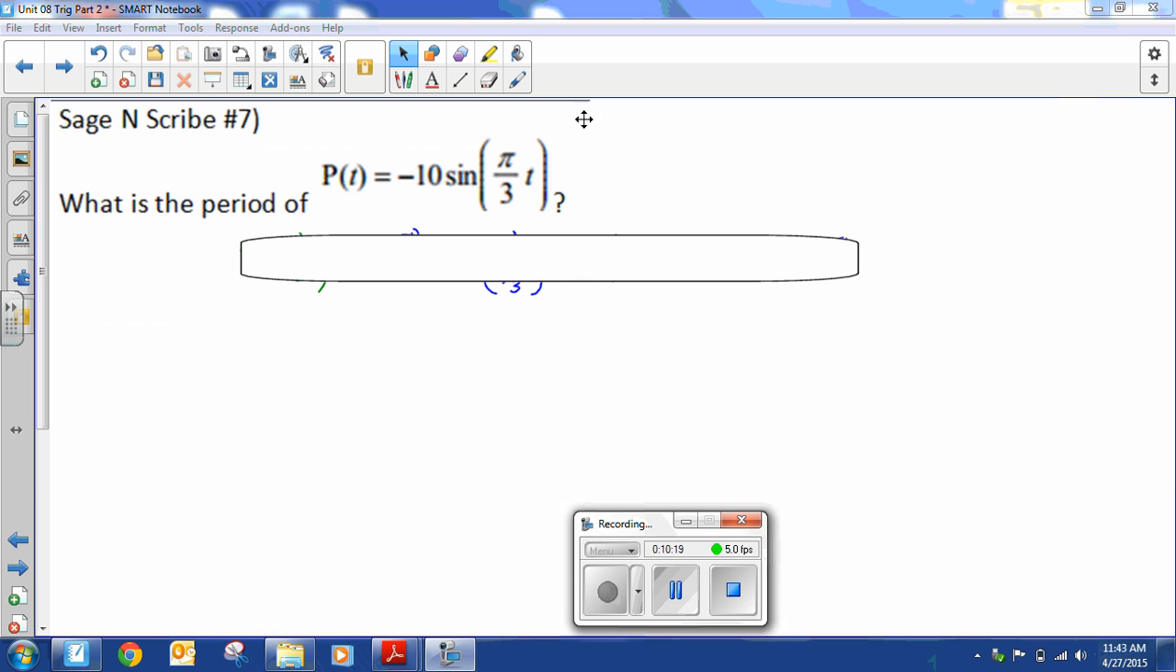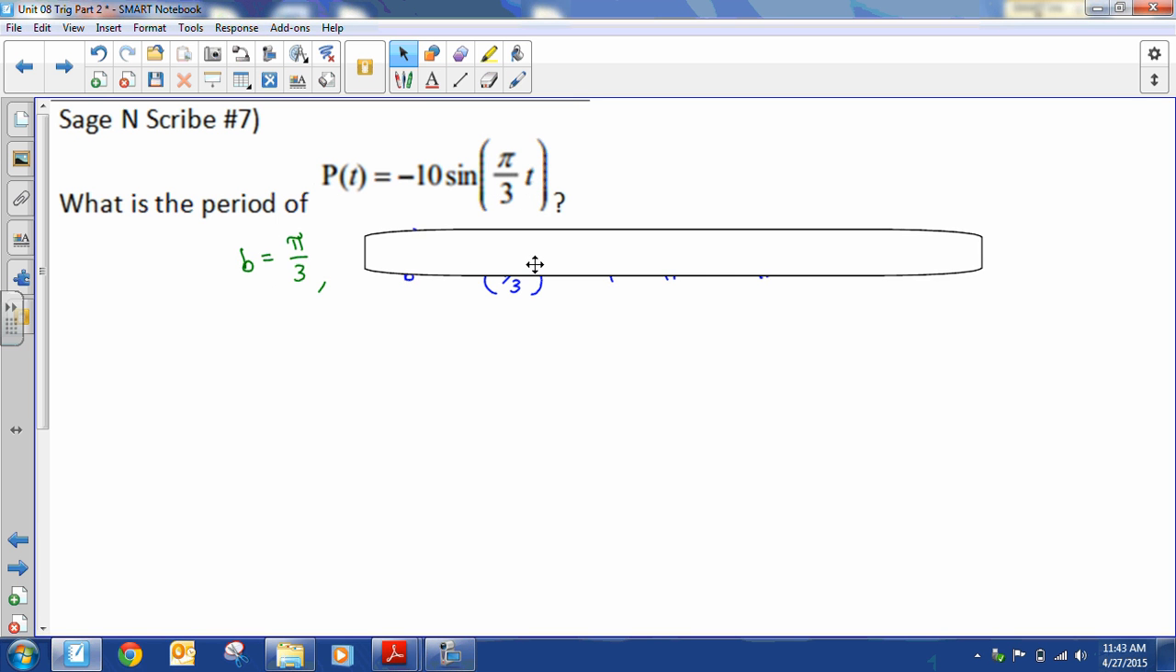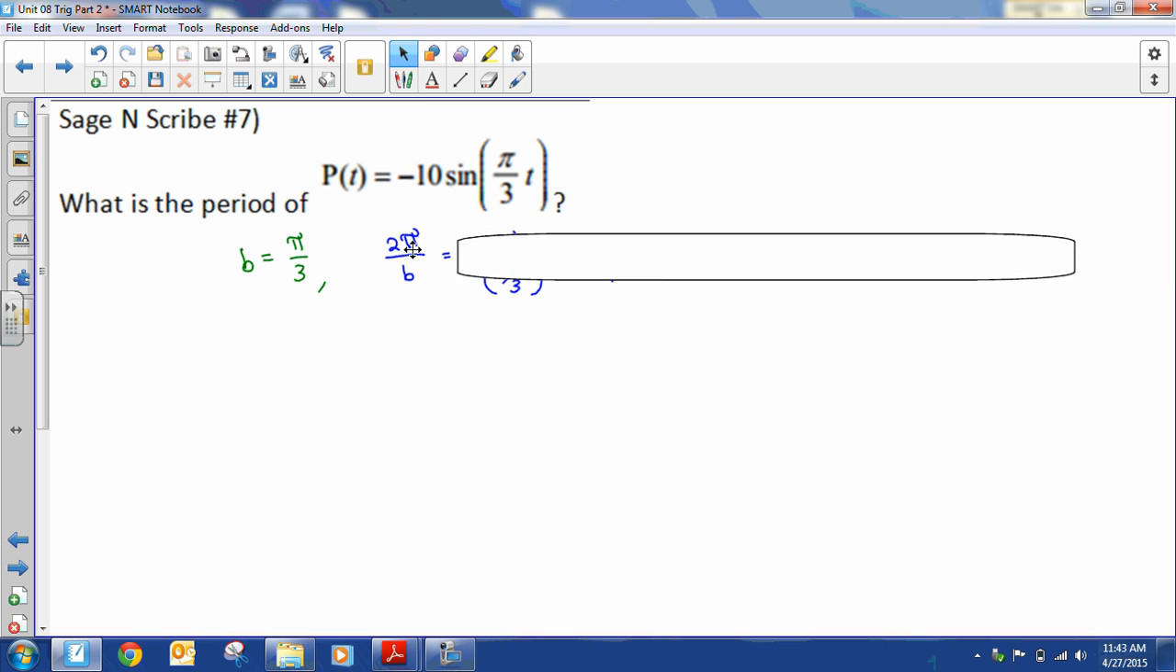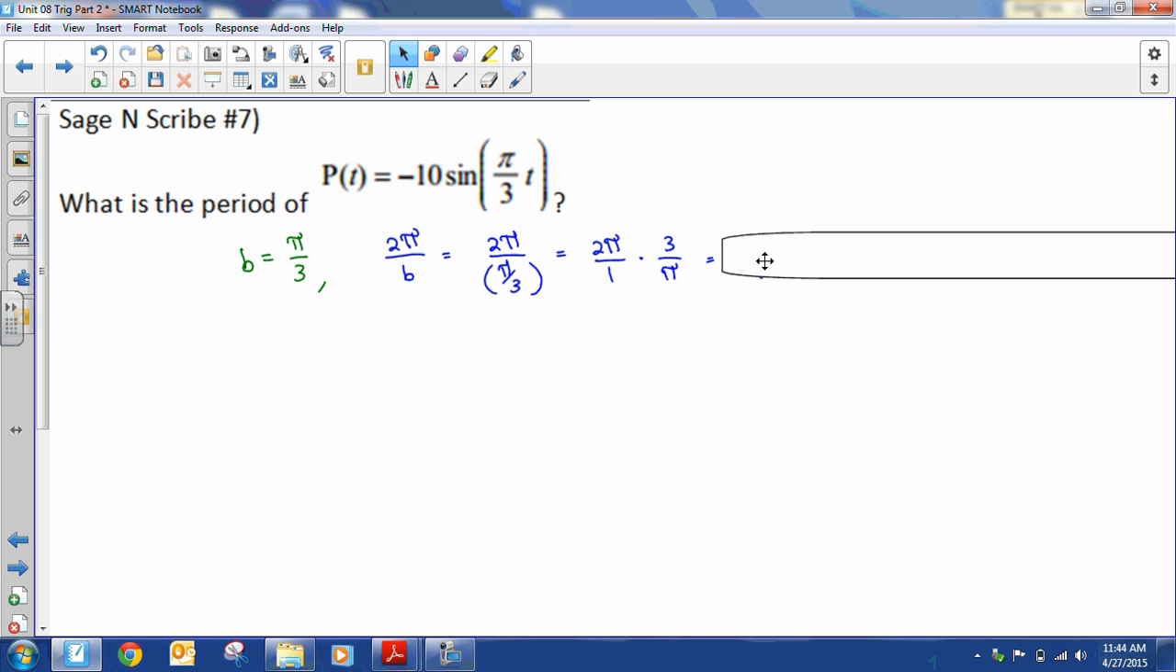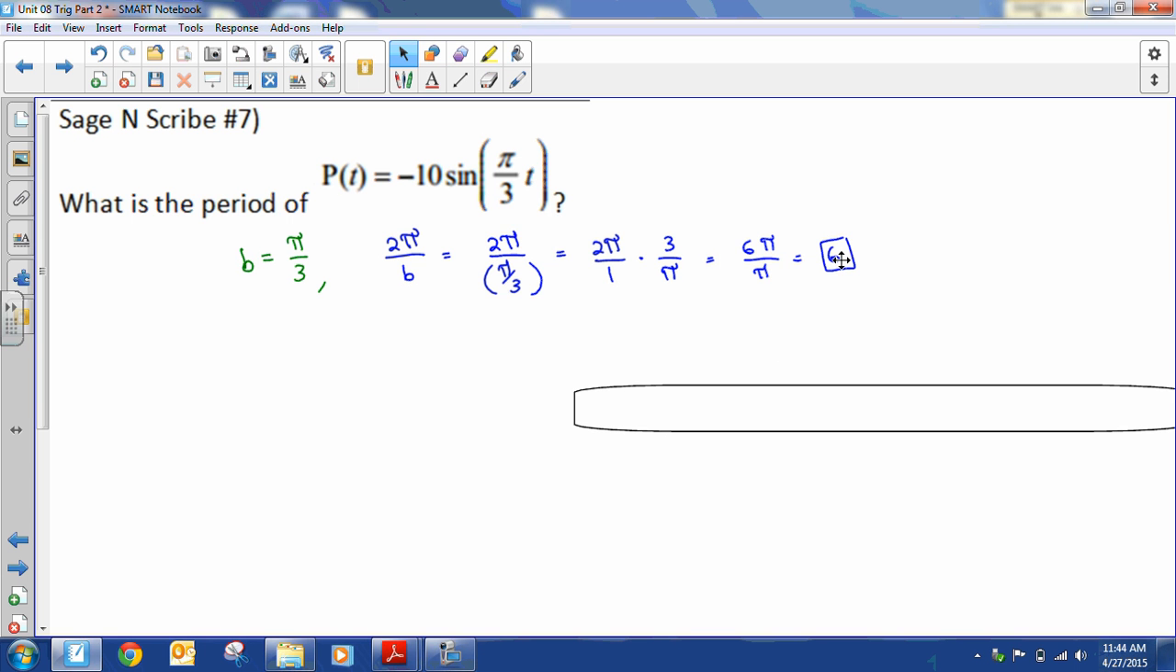What is the period of this equation? Well, because the coefficient of the variable t is pi thirds, b equals pi over 3. So 2 pi over b is 2 pi over 3. Keep change, flip. The pi's cancel out. 3 times 2 is 6.